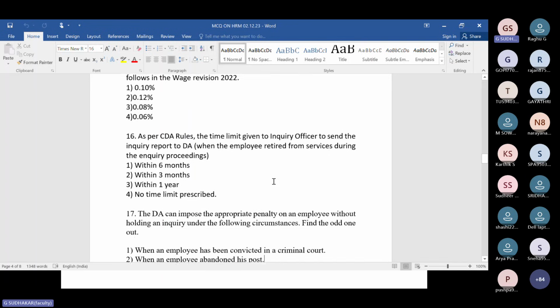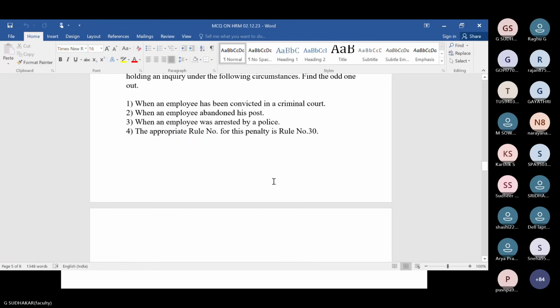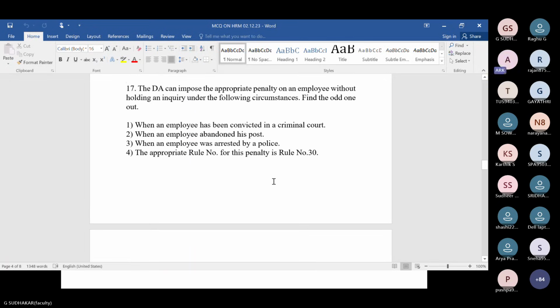Good. 17. Little bit down. Very good question. I have explained to you. Answer is 3. First, when an employee has been convicted under criminal code, when he is convicted, automatically he is sent out. Okay, it's answer 3. Rule number 25. Answer is 4, sir.